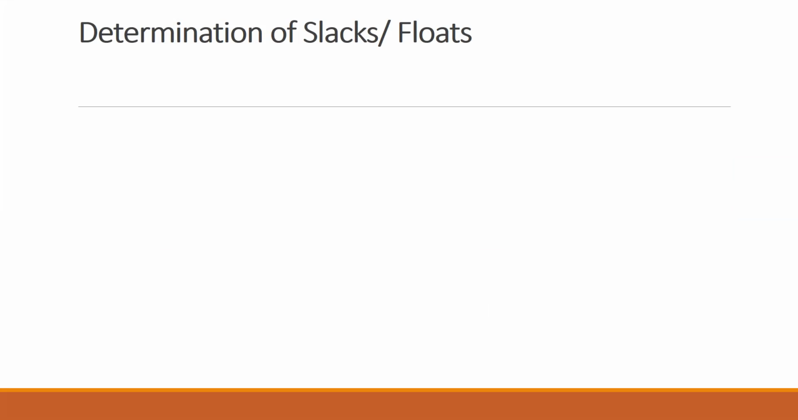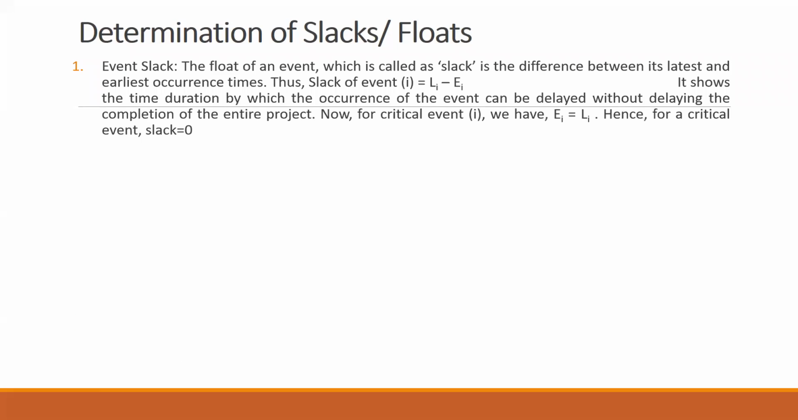Now, the event float, or the event slack, of an event. The float of an event, which is also called a slack, so the two terms are interchangeable, is nothing but the difference between the latest and the earliest occurrence time. So Li minus Ei is the slack of that particular event. A very simple formula. The value of Li minus Ei for the event i gives you the slack of that event.